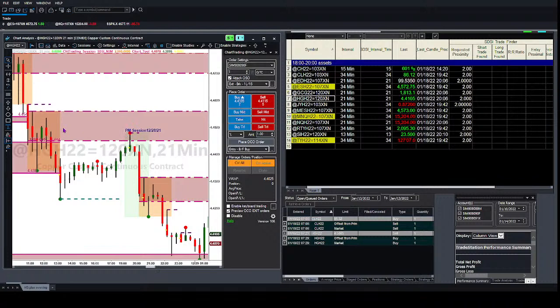So here's a copper trade that hit during the PM session and resulted in the 1-to-1. The shading really helps. So trades do happen.